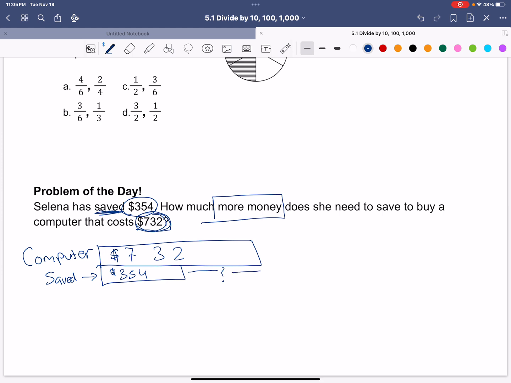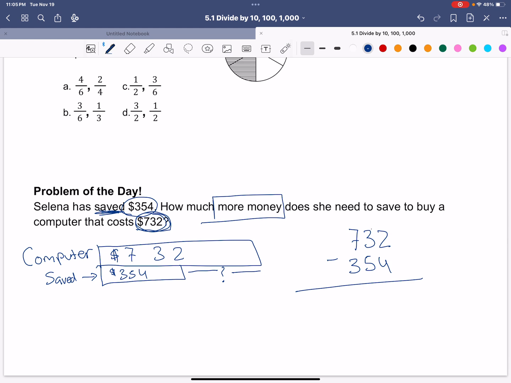Now how am I going to find out? Oh, I know. I can just subtract from the total, right? So the total we need is 732. We have 354. So that means I need to find the difference, right? So let's go ahead and subtract.